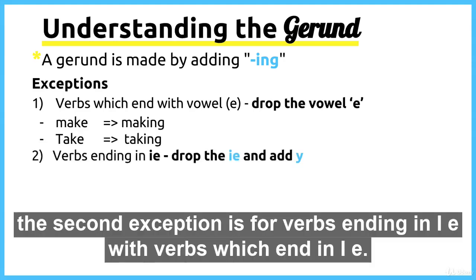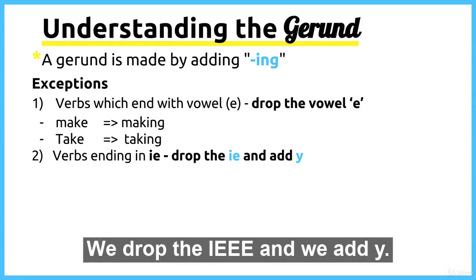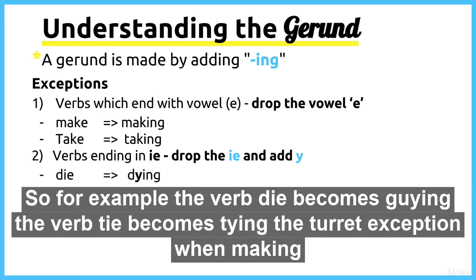The second exception is for verbs ending in IE. With verbs which end in IE, we drop the IE and we add Y. So for example, the verb die becomes dying. The verb tie becomes tying.